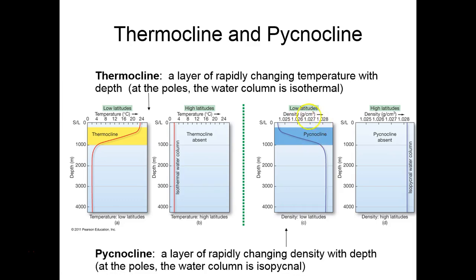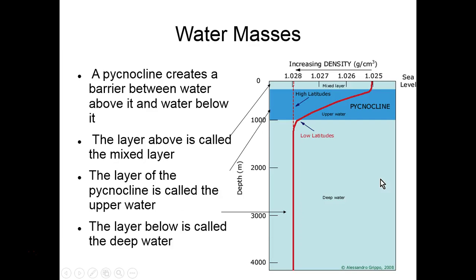And I didn't say yet, but cline basically means change. Okay, so thermocline, that's change in temperature. Pycnocline, that's a change in density. And then the other one we learned previously was halocline, which is a change in salinity, saltiness. Okay, and then notice that just as there's no thermocline present here, there's no pycnocline present here. With the low temperature water, you have high density water at the poles.